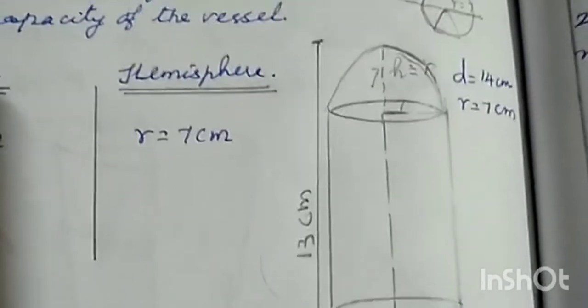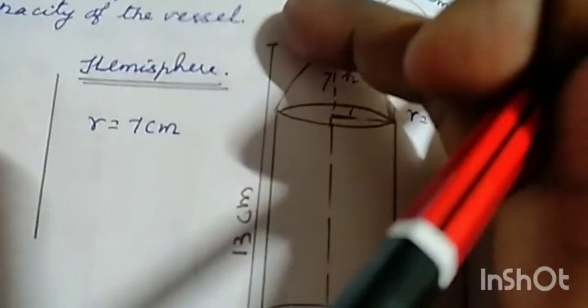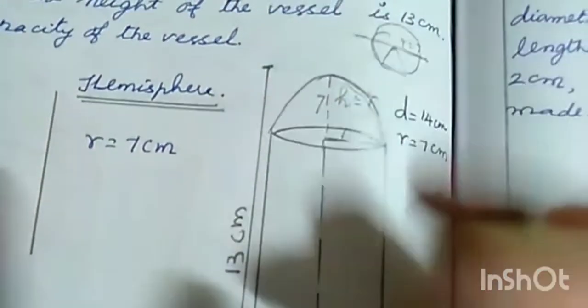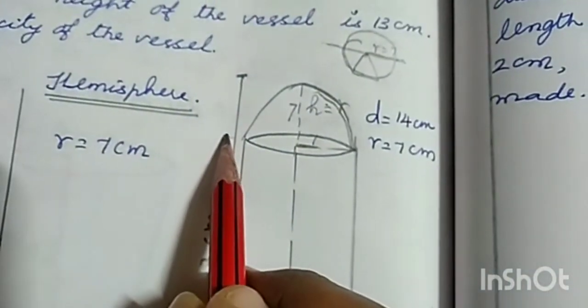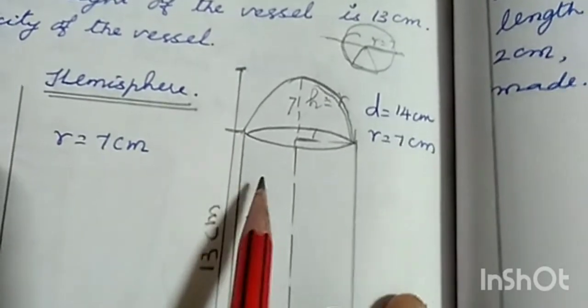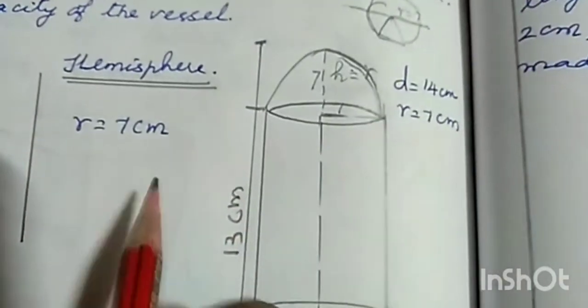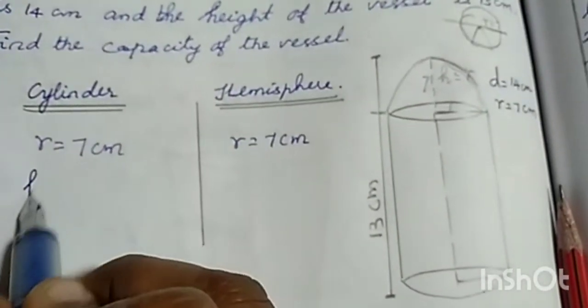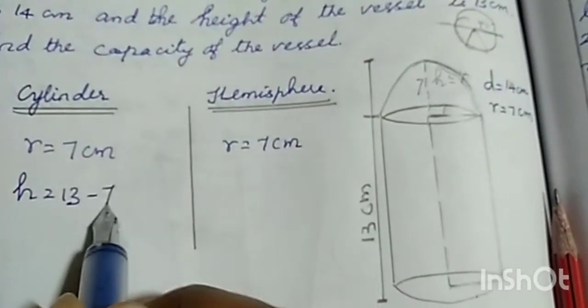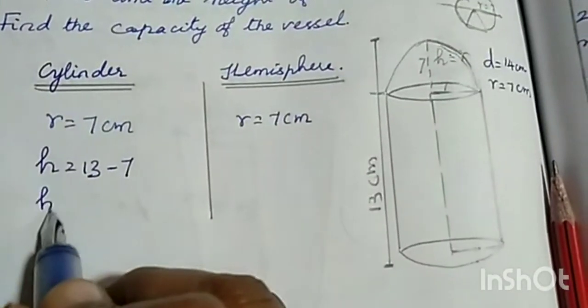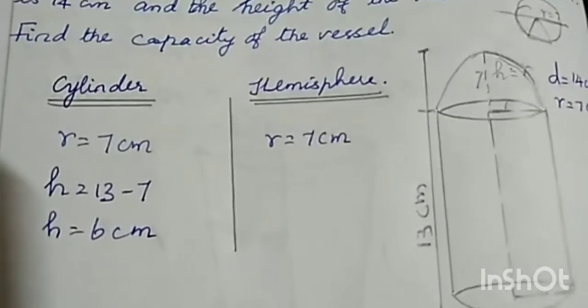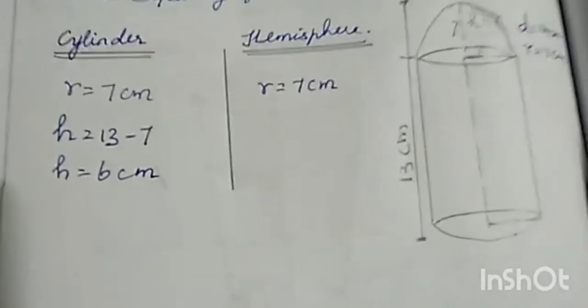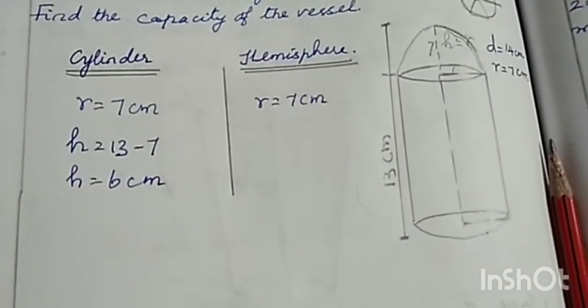Now I will be finding the height of the cylinder from this. The total height of the vessel is 13 centimeter. Out of this, I am taking out the height of the hemisphere. What will be the remaining? Remaining will be height of the cylinder, 13 minus 7, which is equal to 6 centimeter. Is that clear, children? Now we have to find the capacity, capacity means volume.